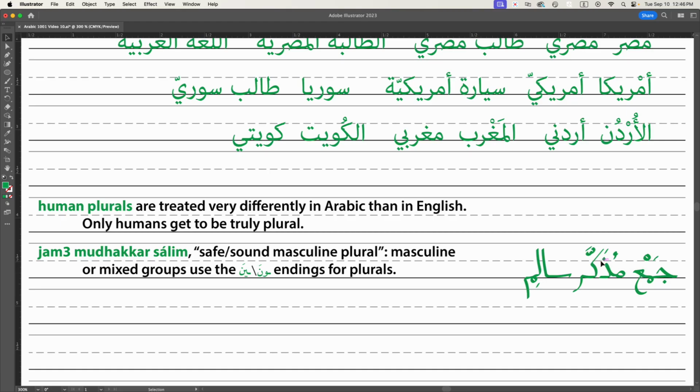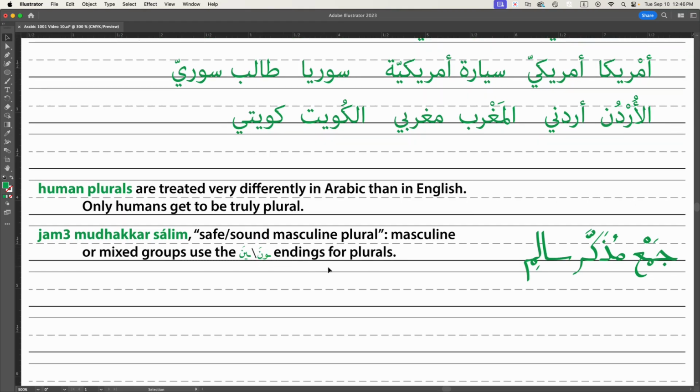And then mudhakkar is our word for masculine, that is grammatically masculine. And then salim, from the very common sin, lam, mim root, which means to deliver something. We have salim is safe or sound. You'll sometimes see it as sound masculine plural, but then you'll make the mistake of thinking you mean the sound of the word. And it's not. It's more like safe and sound.